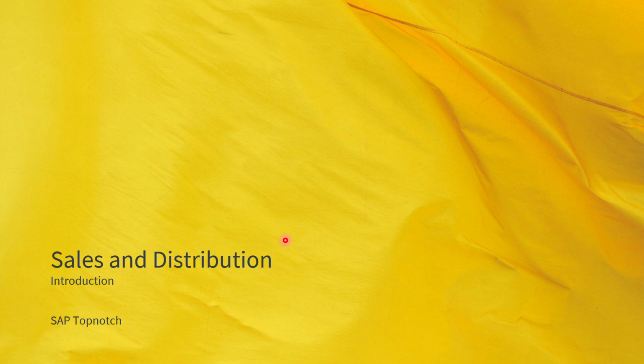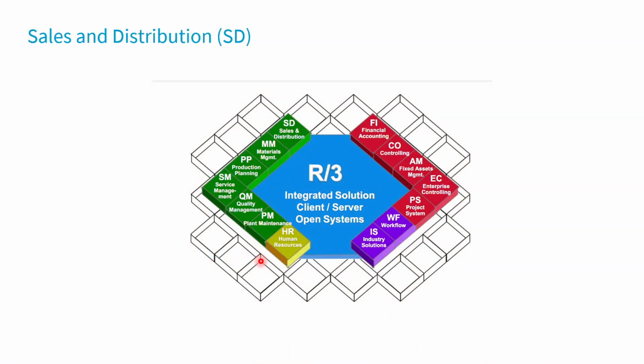Today we are going to discuss Introduction to SAP Sales and Distribution module. Let's start quickly. So SAP R3 is tightly integrated with different modules: Sales, Production Planning, Service Management, Quality, Plant Maintenance, Finance, Controlling. All those are tightly integrated with each other in SAP R3. Out of which we are going to discuss only Sales and Distribution as a part of this particular video.